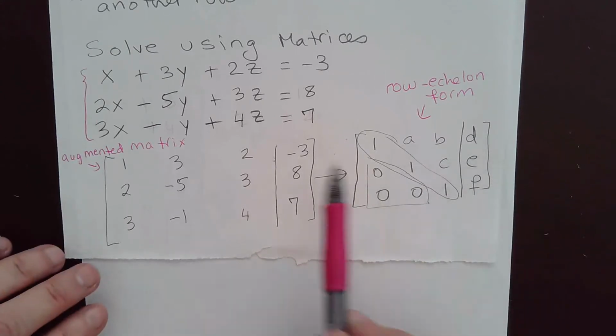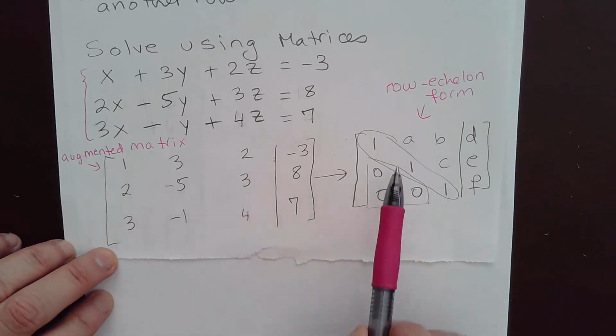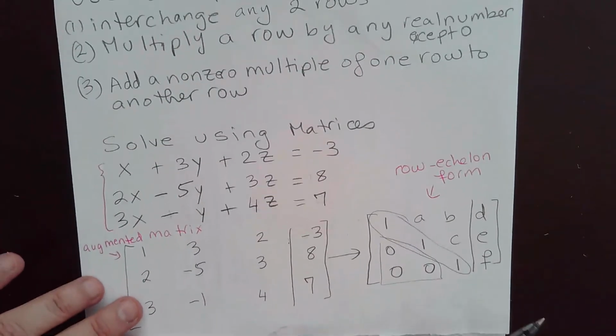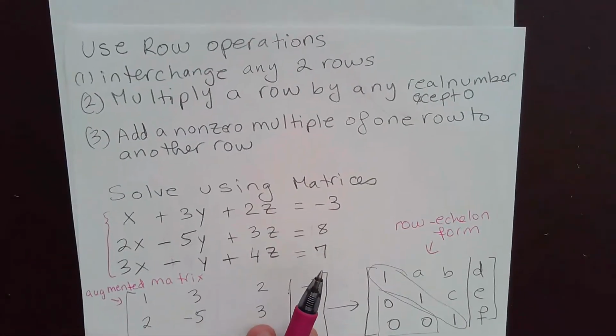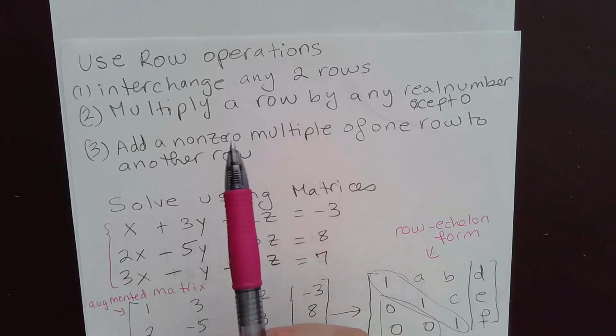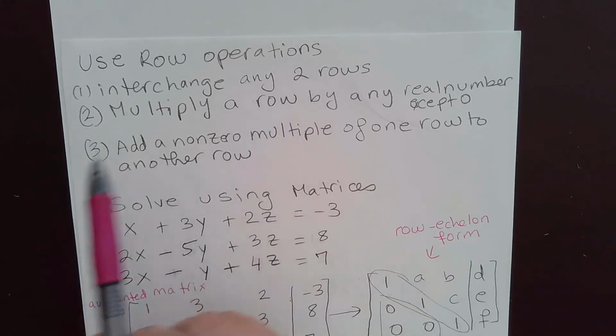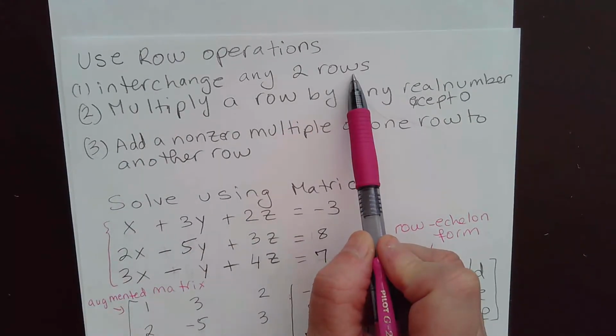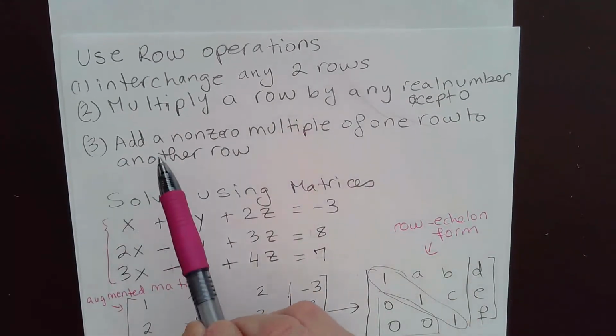The question is, how do we go from the augmented matrix to row-echelon form? Well, we're going to have to follow 3 rules. These are the rules. We're going to be using row operations. Sometimes they call it elementary row operations, or ERO. These are the 3 operations that you can do. You can interchange any 2 rows. Sometimes you do that, but not a lot.